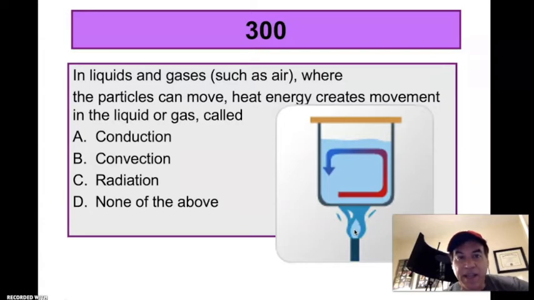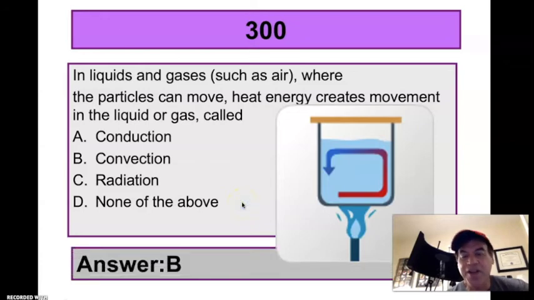Number 3, in a liquid and gases such as air, where the particles can move, heat energy creates movement in the liquid or gas called. Here's our movement now. Here's the heating, and it's moving. And I wonder, look at the color red, what that represents, and then blue sinking down. Maybe a little hint for you. Answer is B, convection. Very good. Remember what we said, as liquids start to heat up, they become less dense and they move up. But as they get cold, they become more dense and then they sink.